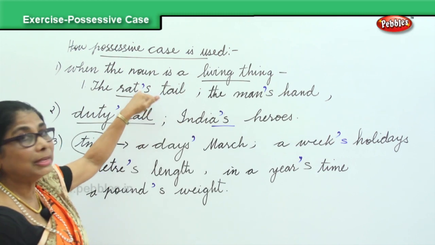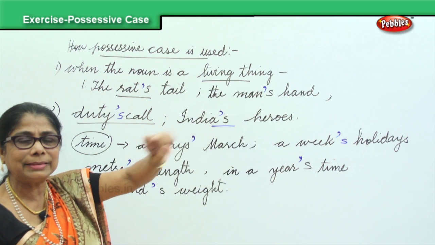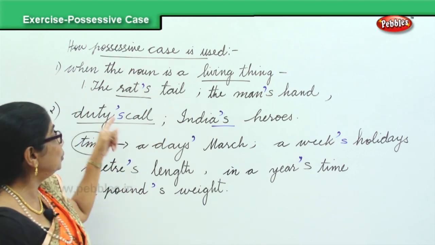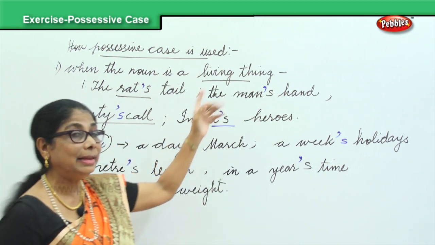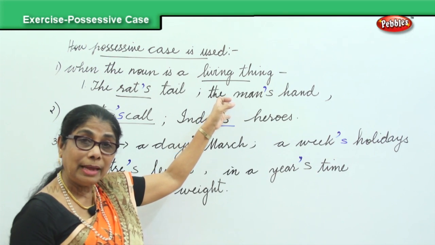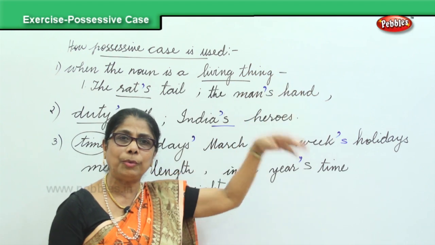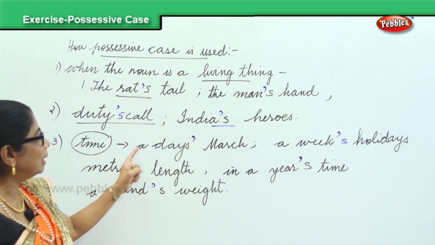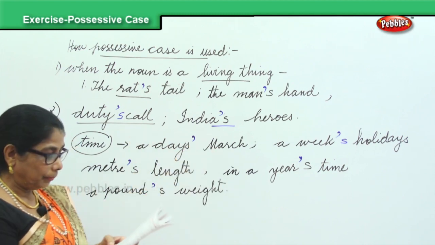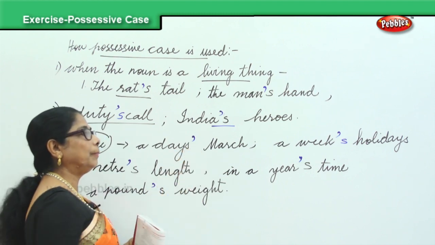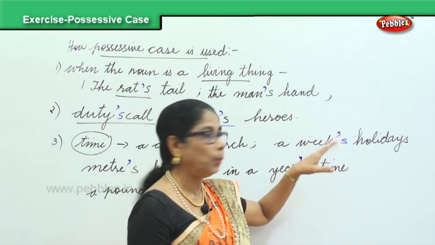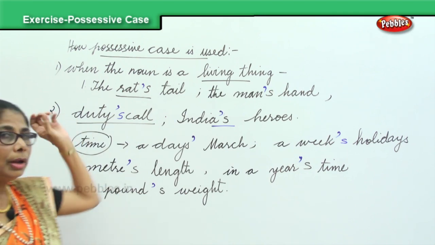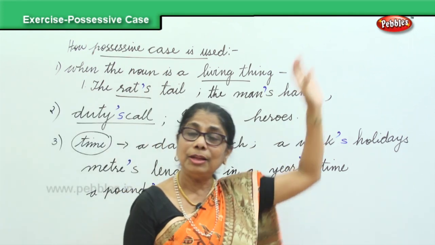In the first case is the living thing, so the noun followed by apostrophe and followed by S. In the second case, when it personifies, we are talking about your duty or about India, you put the apostrophe followed by S. Again, India's heroes, England's children. And in the third case, we are talking about time. A day's, you put the day followed by the apostrophe. A week's, you put the apostrophe followed by S. In the case of meter and pound, apostrophe followed by S. Year, again put the apostrophe followed by S.